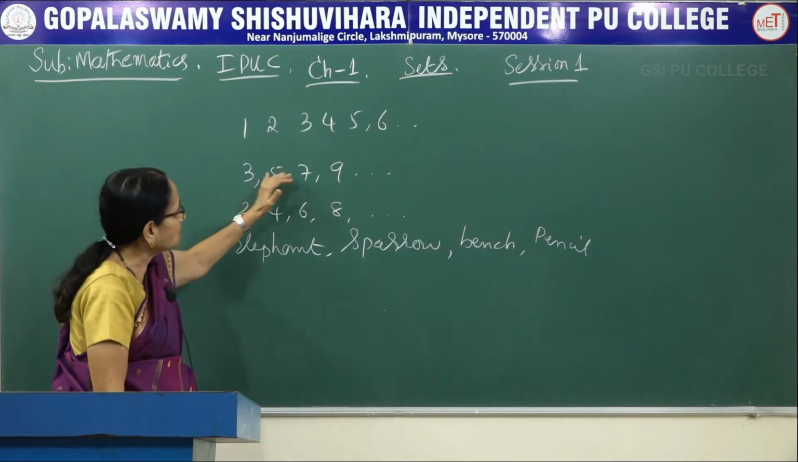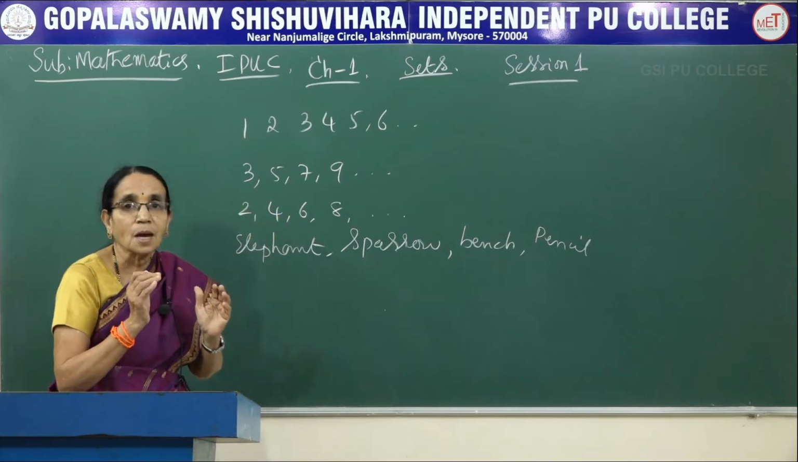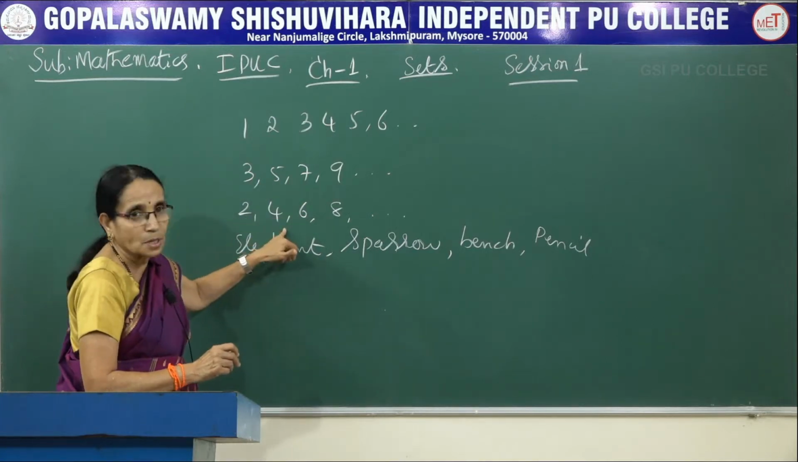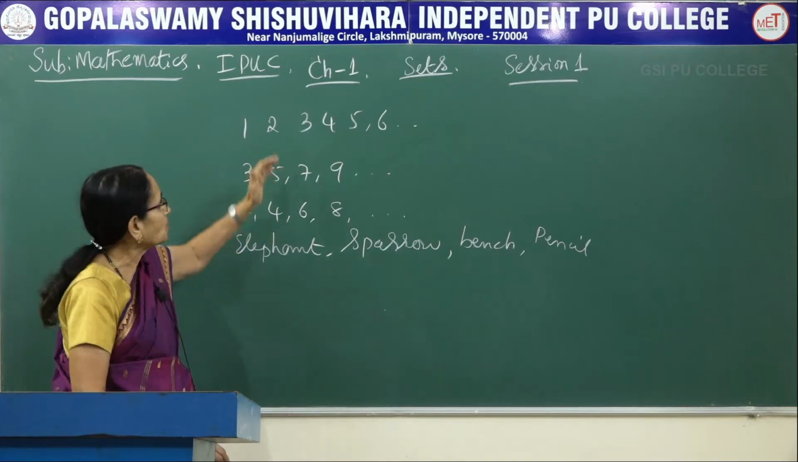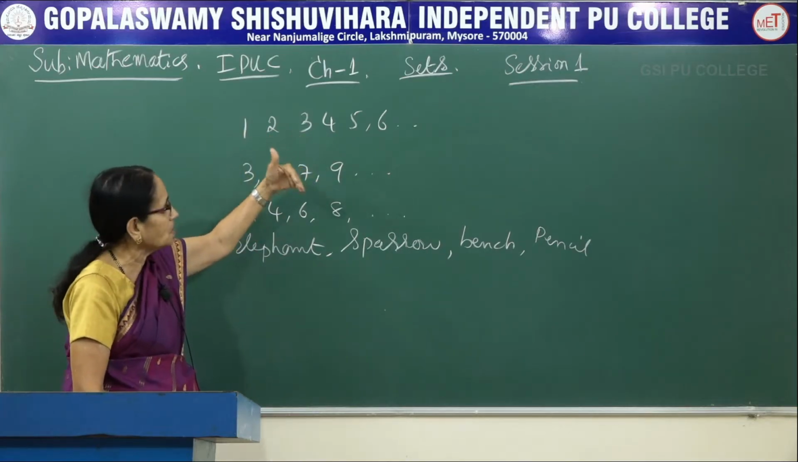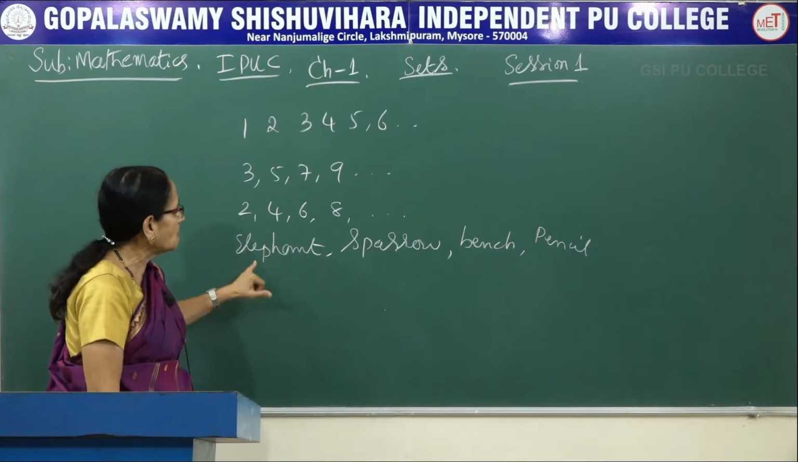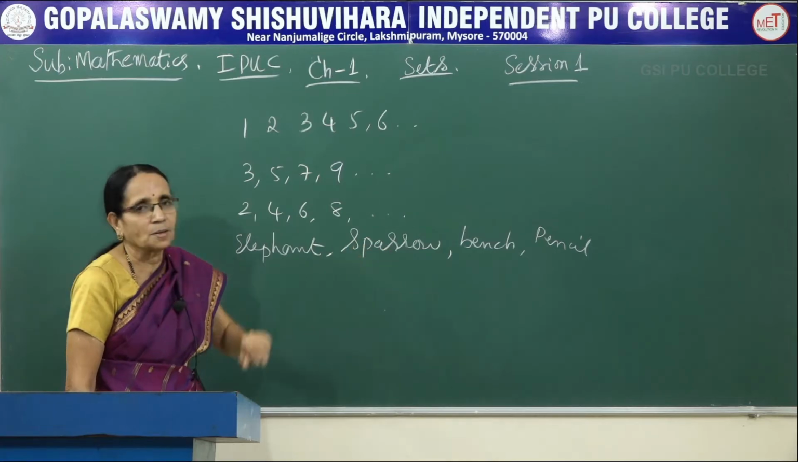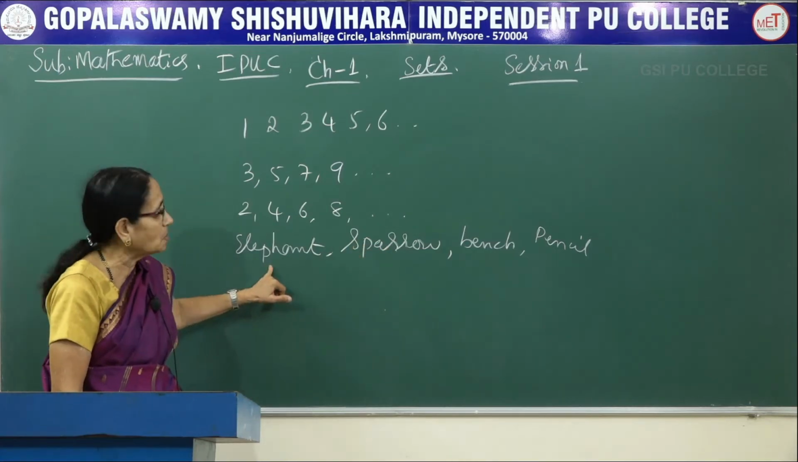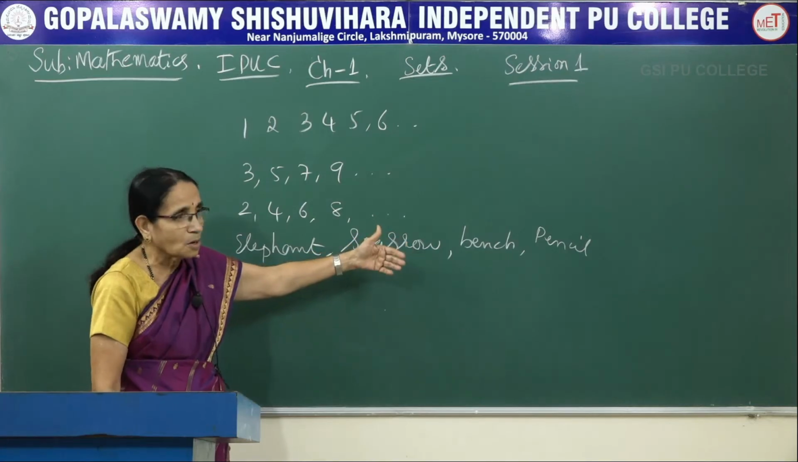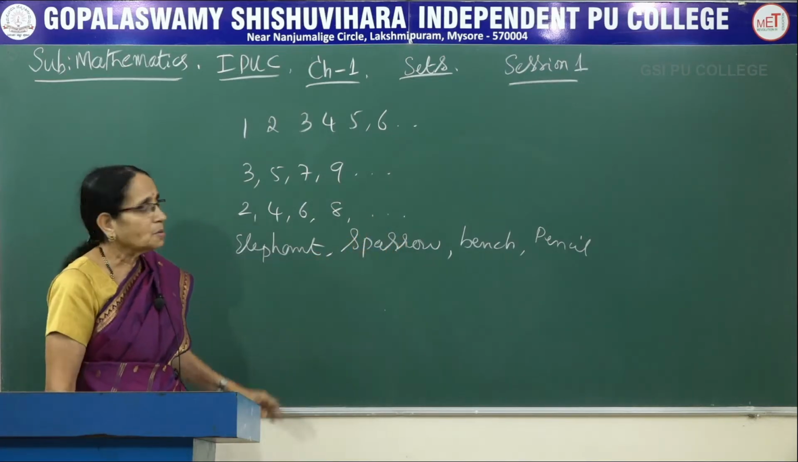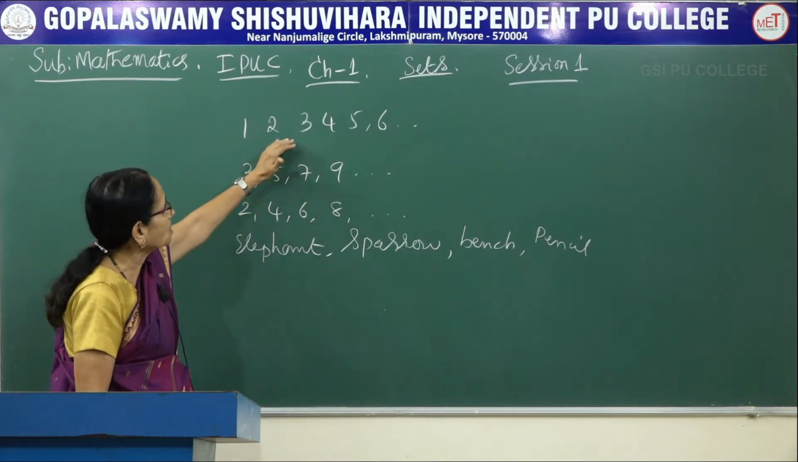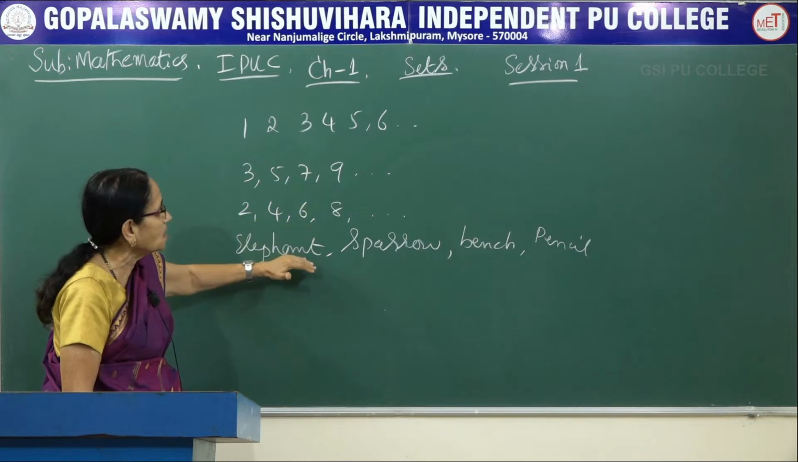That means the numbers that we are considering are of the same type. I am not mixing the odd numbers with the even numbers or even numbers with the odd numbers. Of course, here I am considering the natural numbers in a continuous way. Look at the last collection here: elephant, sparrow, bench and pencil. Elephant is an animal, sparrow is a bird, bench is an object, pencil is what we used to write. So, all of them are of different type. All of them are collections, this is a collection, this is a collection, this is a collection.